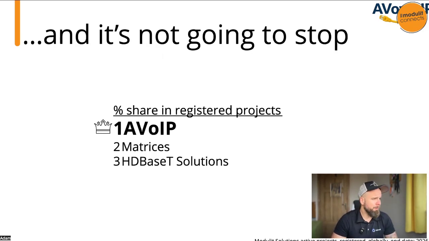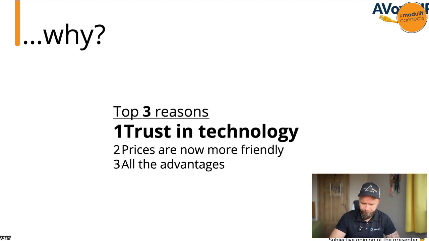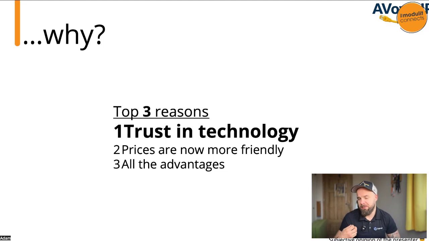Why? Because we see more and more projects registered with AV over IP products on board. This year, for projects with an end date in the current year, the AV over IP product category is again in first place in terms of general numbers. Why? This is my opinion, my feeling on the market, but you will see, and probably you will agree with some of my opinions here.